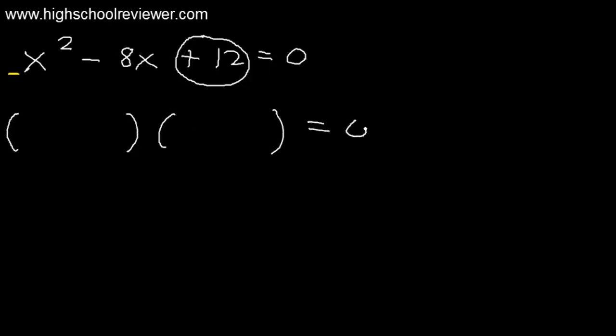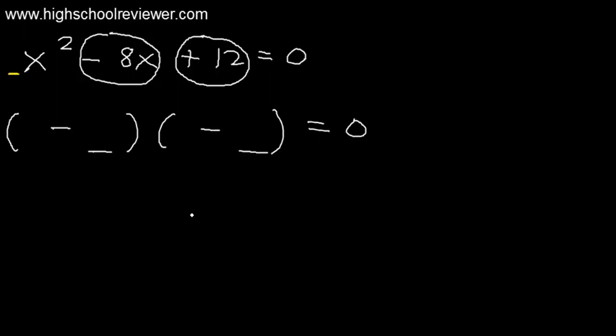and equate this to 0. We will concentrate on the last two numbers here. The last two numbers will be the factors of positive 12. This means two numbers that, when multiplied, will give us positive 12, and make sure that their sum will give us negative 8. Since this is negative 8 and this is positive 12, we can safely say that the two numbers will be negative, since negative times negative is positive.